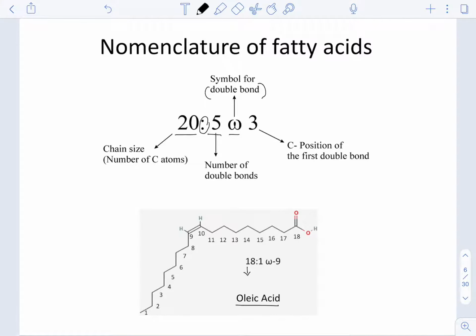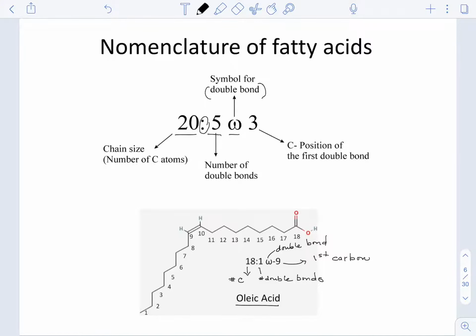The 1 is the number of double bonds. Omega just means double bond. And 9 means that that is the first carbon in that carbon-carbon double bond.